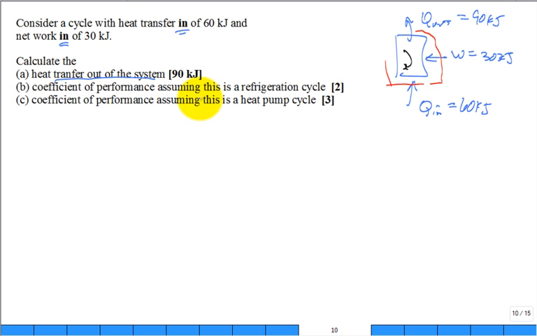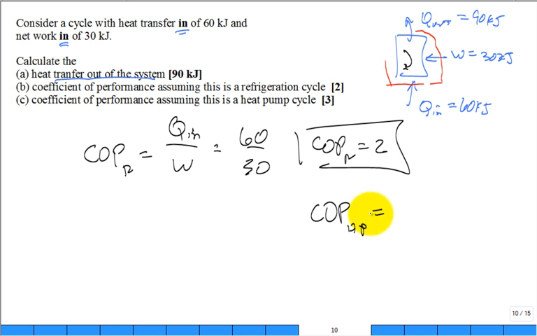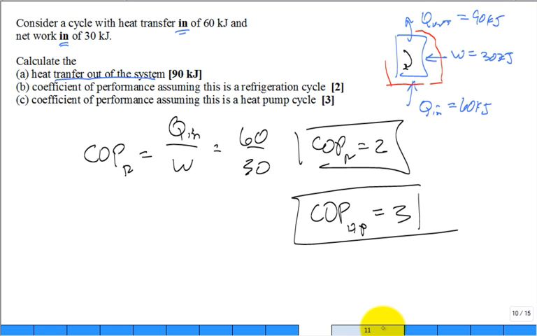What's the coefficient of performance if this was a refrigeration? COP refrigeration. Q in over the work, 60 over 30. COP refrigeration is 2. And the last part, COP for the heat pump, you know that's going to be 1 plus that. It'll turn out to be 3. Make sense? Right, press forward.